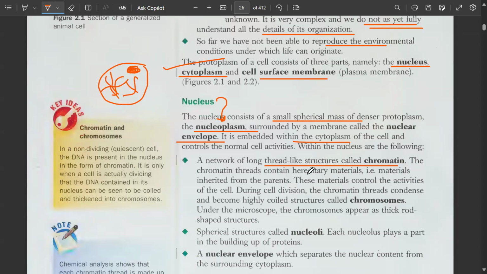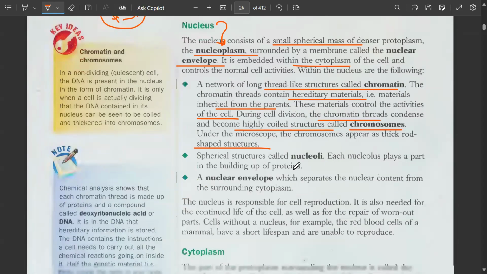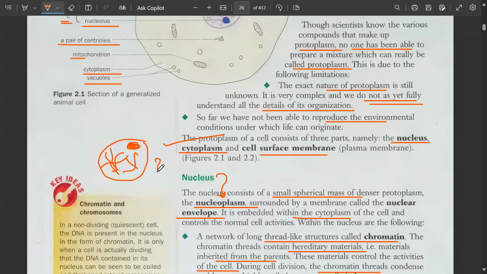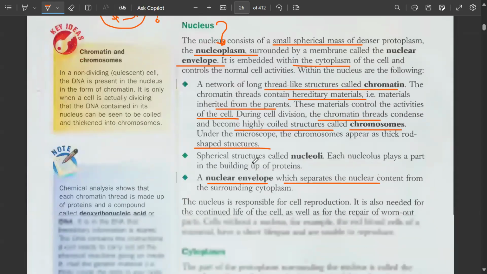The chromatin threads contain hereditary materials, materials which were inherited from the parents, and these materials control the activities of the cell. During cell division, the chromatin threads condense and become highly coiled structures called the chromosomes. Under the microscope, the chromosomes appear as thick rod-shaped structures. Spherical structures called the nucleoli, and each nucleolus plays a part in building up of the protein as well. A nuclear envelope which separates the nuclear content from the cytoplasm, वो उस nuclear membrane का नाम ही nuclear envelope है. Every organelle also has a membrane.